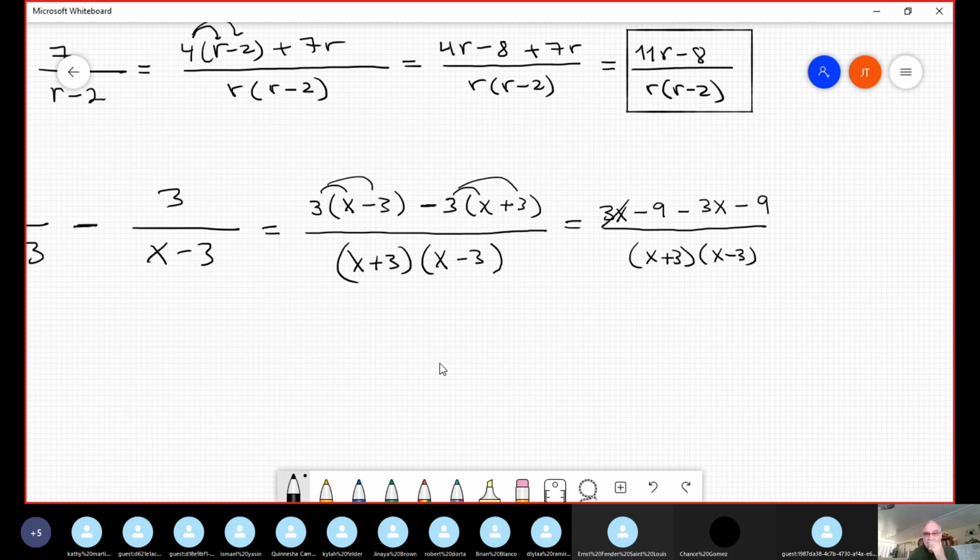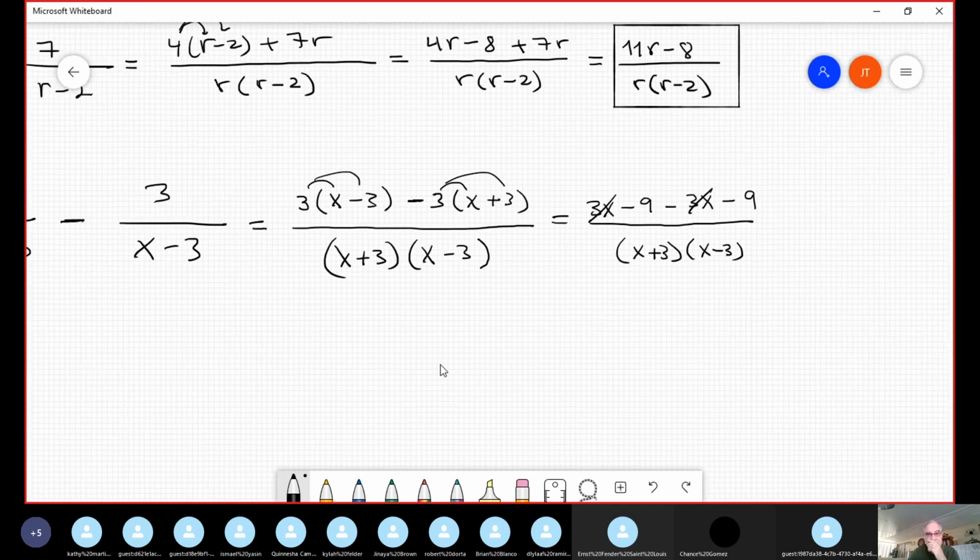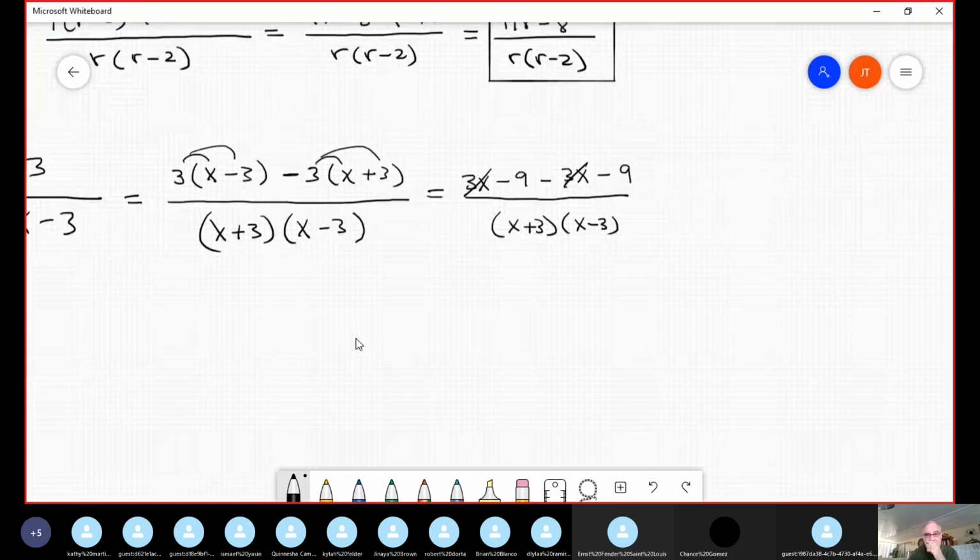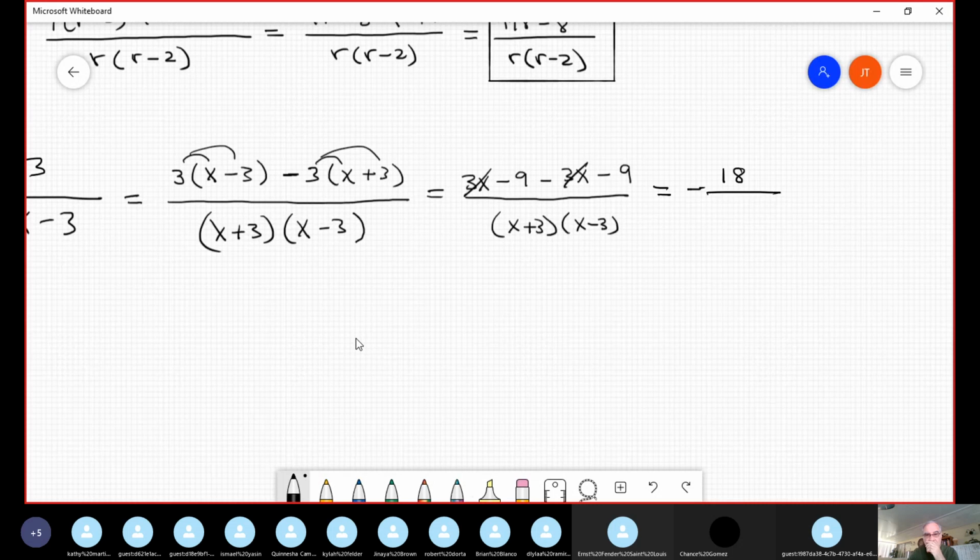Look at what happened. Here it's cancelled. Yes or no? Yes. And negative 9 together with negative 9 is negative 18, over this guy. By the way, you can write it like that, or you can write x squared minus 9. It's like a difference of squares but backward, like a multiplication.